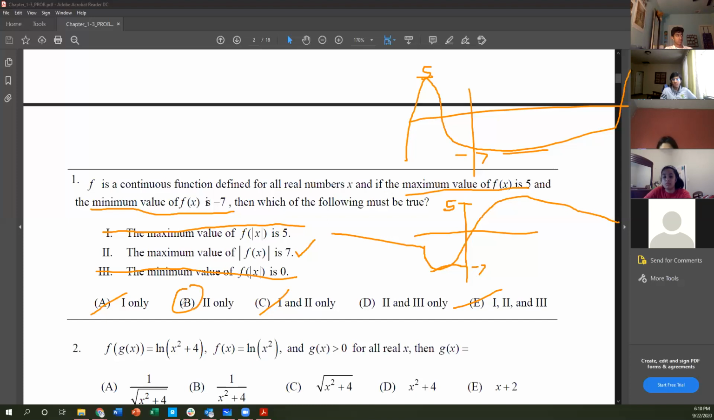Does someone have the solutions? But why is it false? The third one. Third one, why is it false? Because for f of the absolute value of x, the input is always going to be positive. So anything on this side does not count, essentially. Everything on the right side of the y-axis counts, including the y-axis. The minimum value of this function is not necessarily 0. It could be -7, as we can see here.